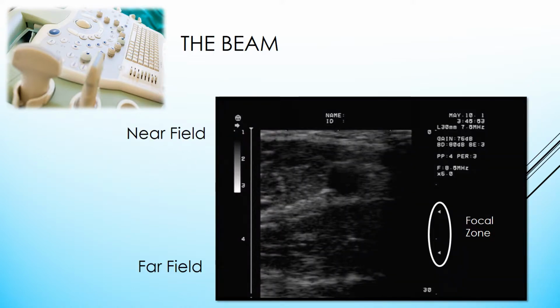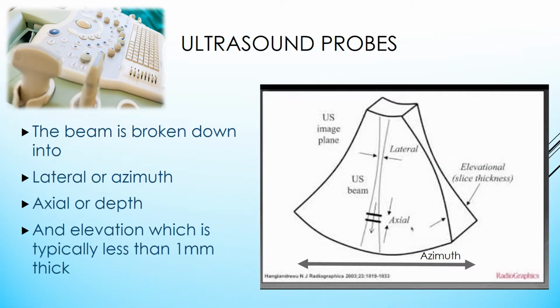Here we see the near field and the far field with two focal zones noted. The beam is broken down into lateral or azimuth, axial or depth, and elevation, which is typically less than 1 millimeter. This is also known as slice thickness.